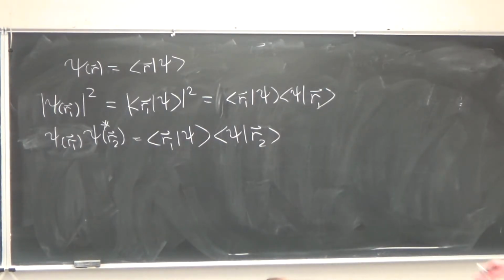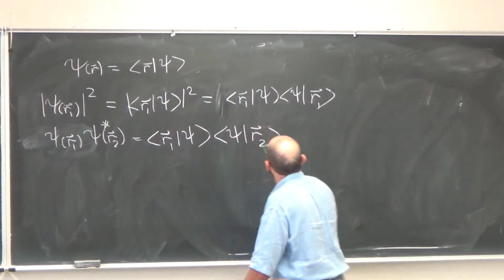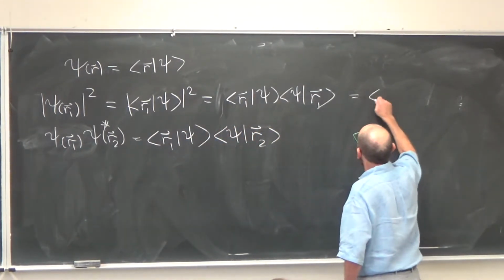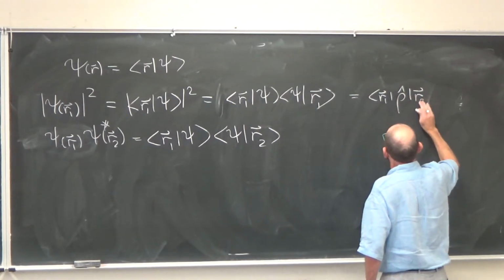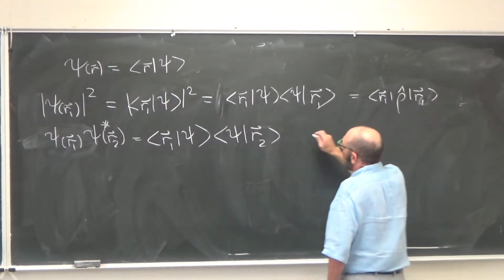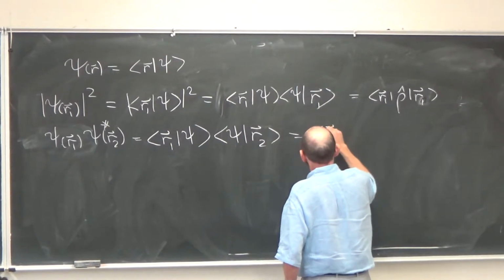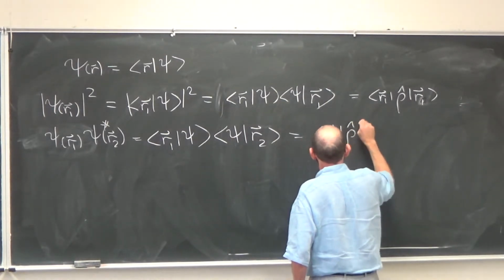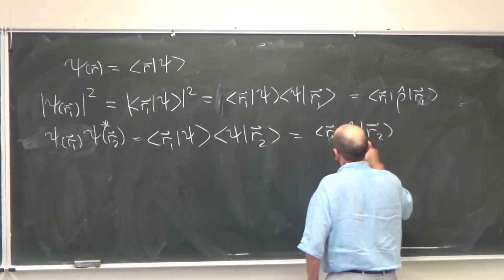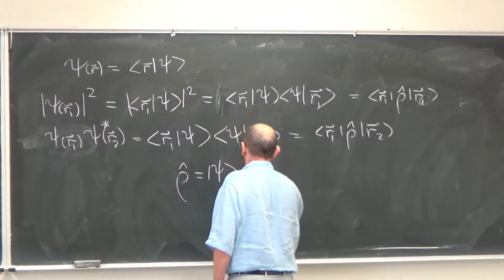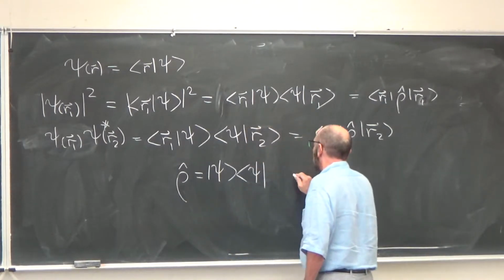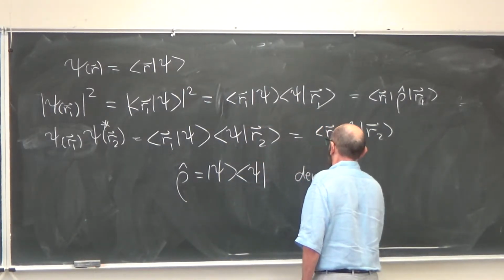And so both of these numbers can be considered as matrix elements of an operator. The operator that you may or may not have seen in your previous studies, but we'll do it pretty quickly for those of you who haven't. This operator rho, which is the outer product of the state with itself, is the density operator.